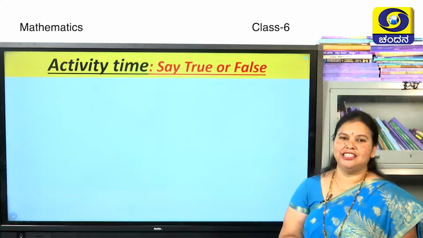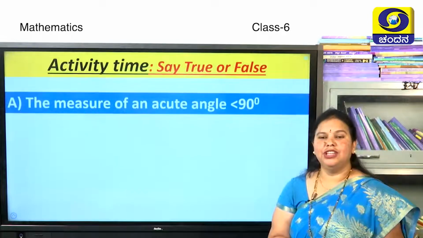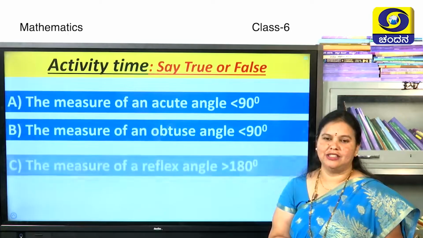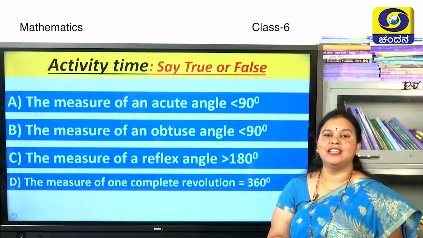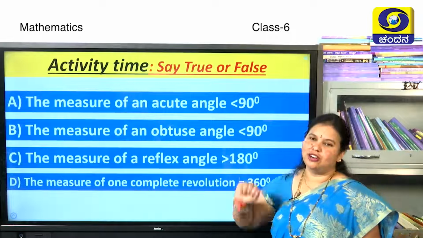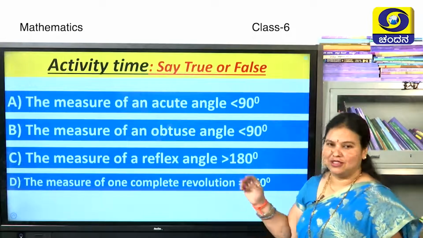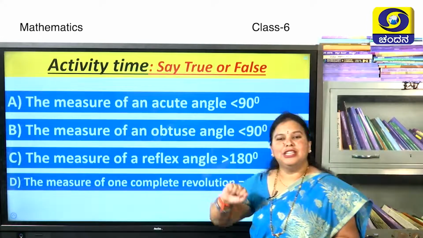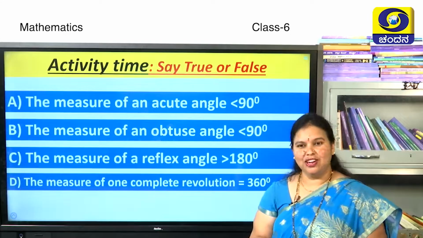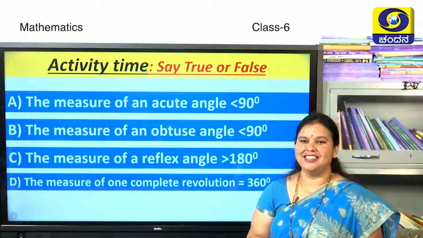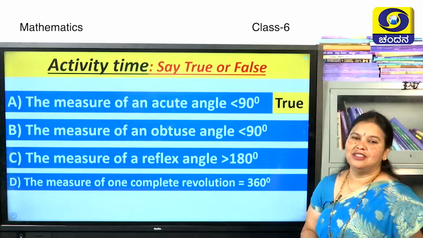Let's take an activity break. Here I am giving you 4 statements. You have to read these statements and tell me whether the given statement is true or false. We'll see one by one. First statement. The measure of an acute angle is less than 90 degree. Is it true or false? Yes, it is true. Second one.